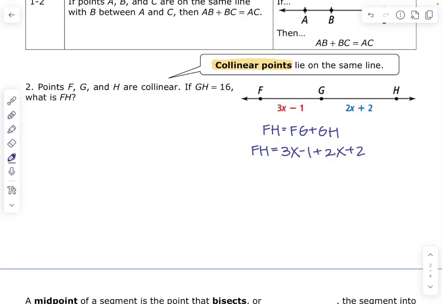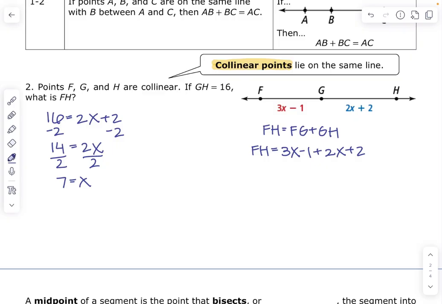All right. It also tells me in the description that GH is equal to 16. I'm going to set up a second equation for myself. So if I know that GH equals 16, and I also know that GH equals 2x plus 2, I'm going to combine those. 16 is equal to 2x plus 2. I'm going to use my algebra skills to solve that. So I'm going to subtract 2 from both sides. I'm going to get 14 equals 2x. I'm going to divide both sides by 2, and I'm going to find that 7 is equal to x.